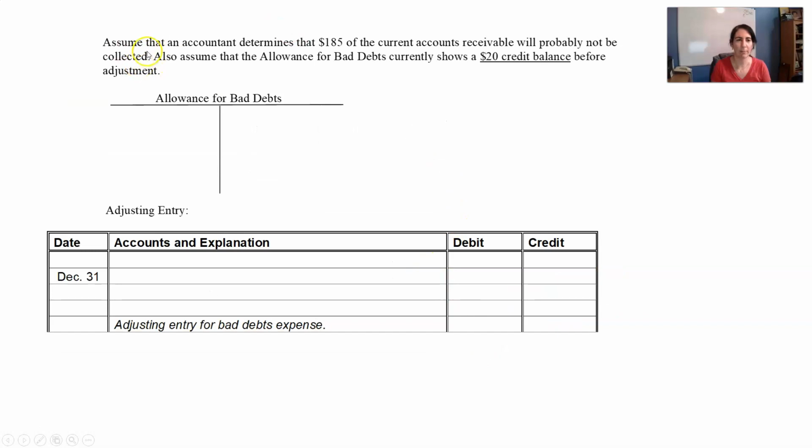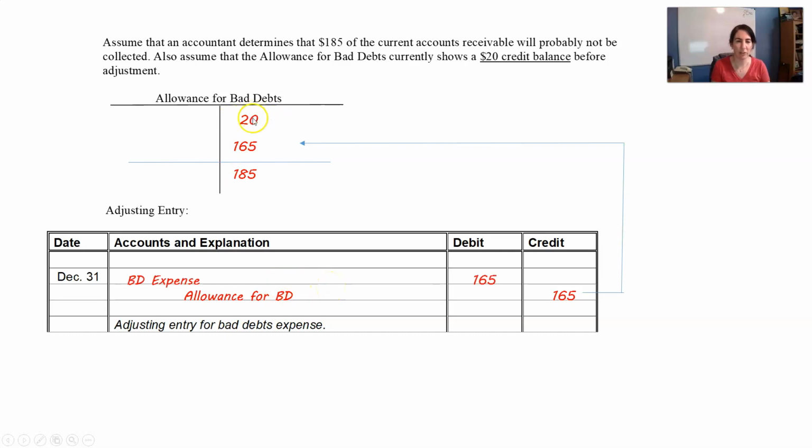Okay, so now here's the example. It says that 185 is the right amount. Assume that the allowance for bad debts currently shows a $20 credit balance. Let's put that $20 credit balance in there. I want the number to be 185. So how do I get there? I do a credit for 165 to the allowance for bad debts, and a debit to bad debt expense for 165.